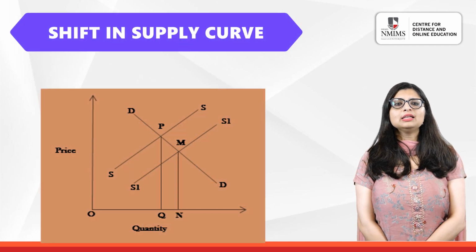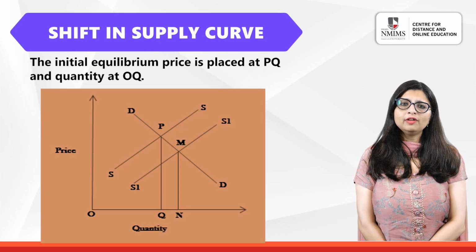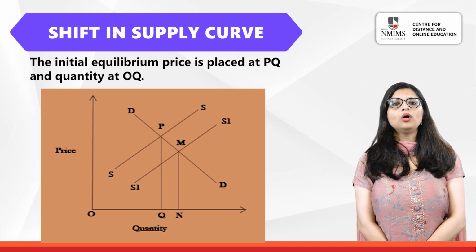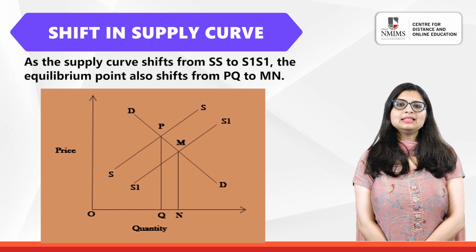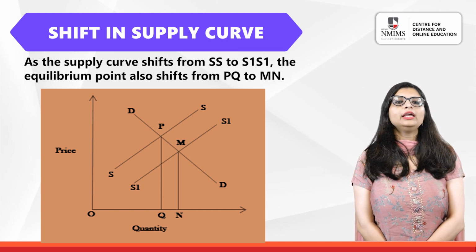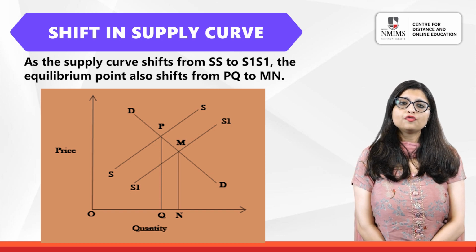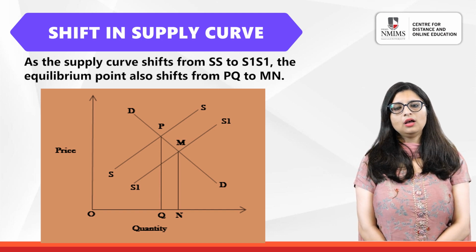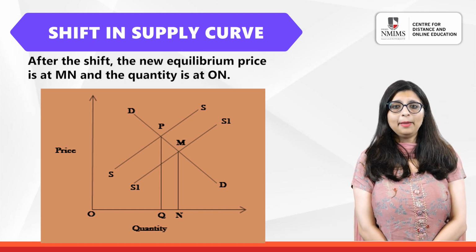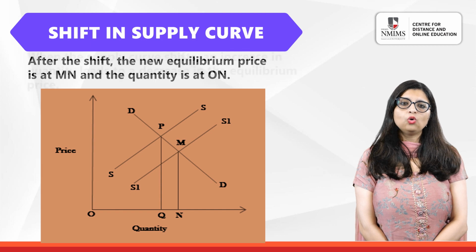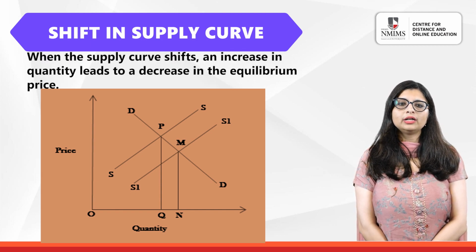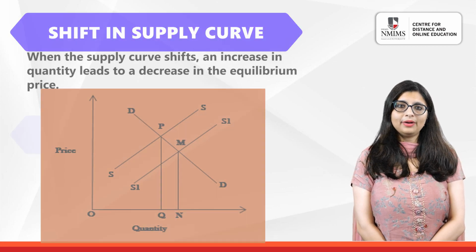Similarly, for a shift in the supply curve, the initial equilibrium price is placed at PQ and the quantity at OQ. As the supply curve shifts from SS to S1, the equilibrium point also shifts from PQ to MN. After the shift, the new equilibrium price is at MN and the quantity is at ON. When the supply curve shifts, an increase in quantity leads to a decrease in equilibrium price.